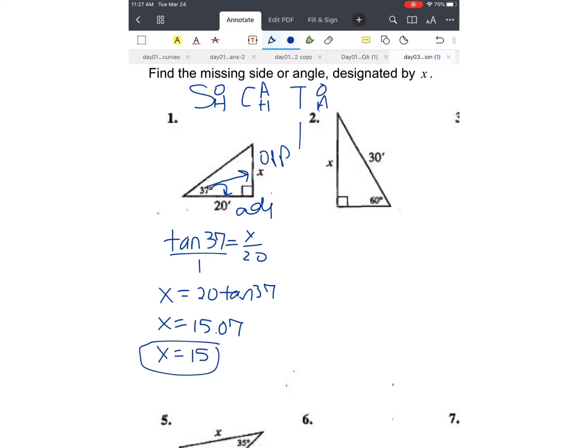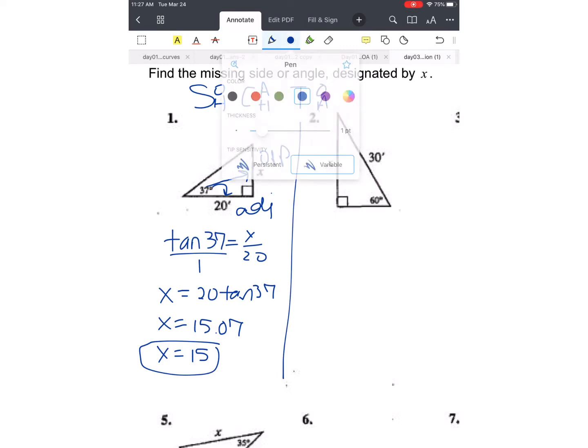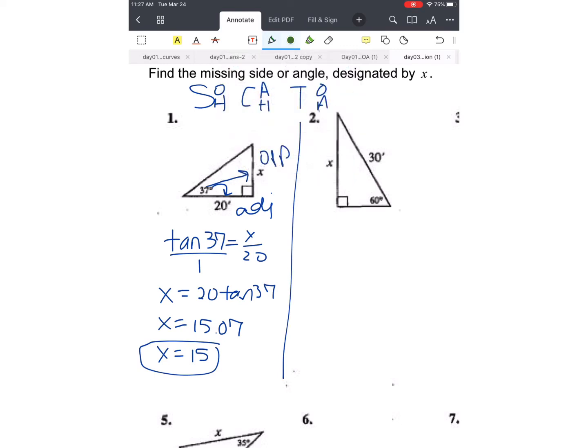There you go. Next, I'm going to use a different color. So this one is opposite, and this is hypotenuse. So opposite and hypotenuse is SOH. Sine of 60 equals x over 30. So cross multiply. We have 30 sine of 60, which is just a number, equals x. And then 30 sine 60.